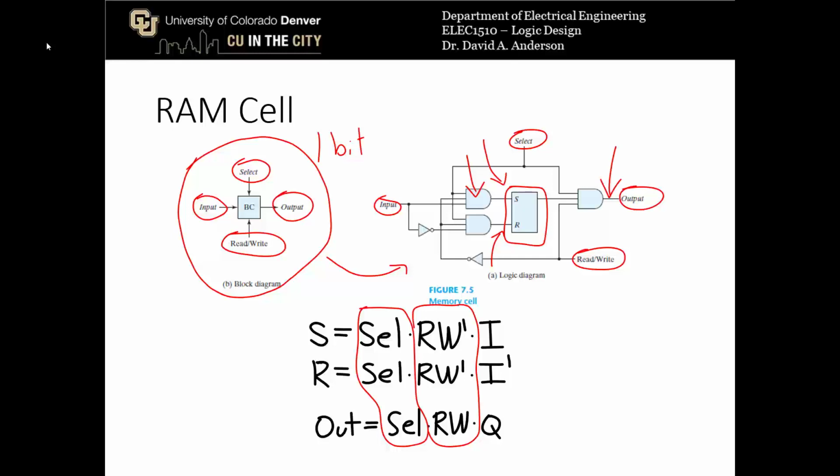When the read-write line is a 1, S and R are going to be 0 again, which means that the latch just stores the value that it previously had, and the output is going to be Q. So that means that we're operating in the read operation. So this is how, basically, this cell is going to act like a D flip-flop with some extra functionality. You can turn off all of the functionality with the select line, and then you can use the read-write line to select between the read and the write operations.